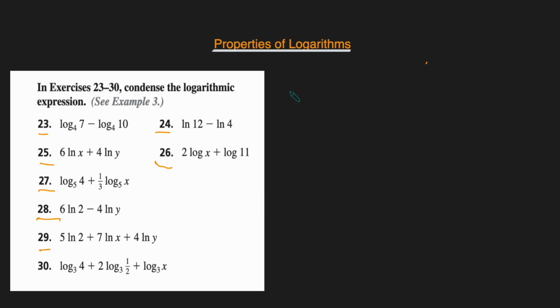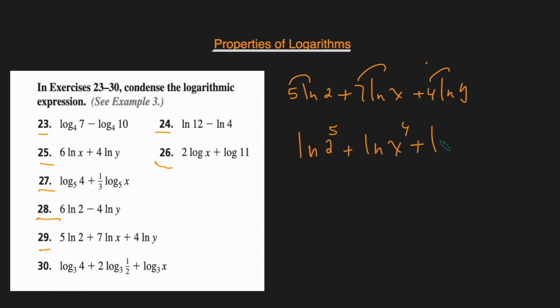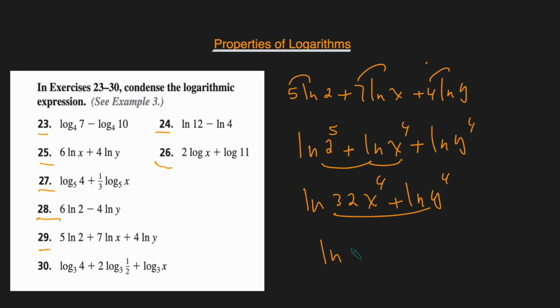Number 29, 5 natural log of 2 plus 7 natural log of x plus 4 natural log of y. Put the powers back, so it's going to be natural log 2 to the 5 plus natural log x to the 7 plus the natural log y to the 4th. We need to take any two of these and just use the product rule for them, and then reiterate and use the product rule one more time. So I'll use these two first, then 2 to the 5, which is 32, going to be 32, x to the 7 plus y to the 4th. And I'll do it one more time, and this becomes ln 32 x to the 7 y to the 4th.